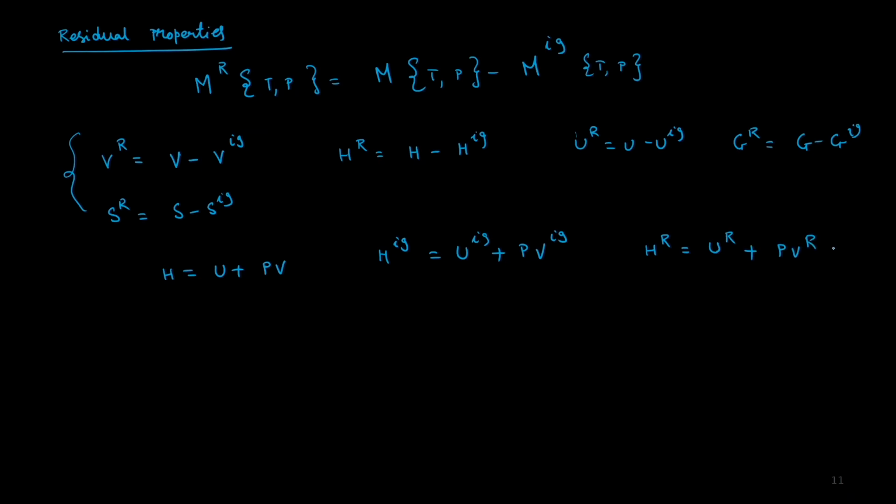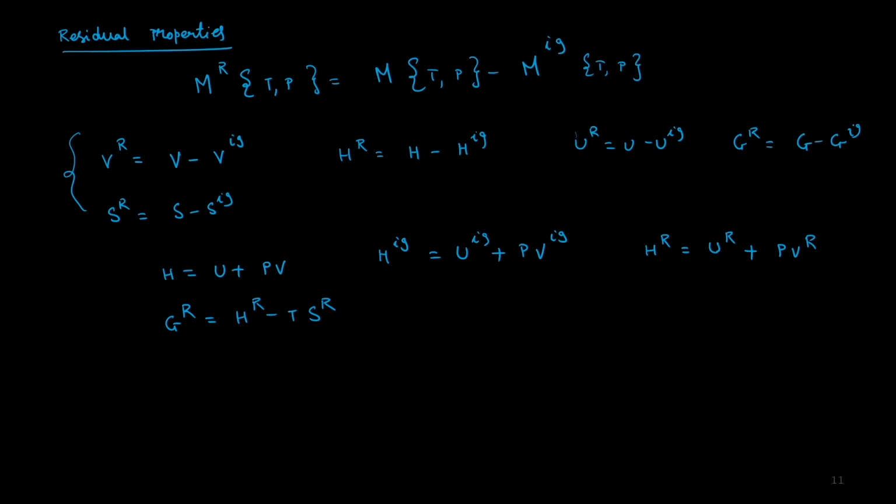The original equation was H is U plus PV for the total property. For the residual property, H^R will be U^R plus PV^R. Exact similar equation. I'm replacing everything with residual properties. And similarly, other equations follow. For example, G is H minus TS, so G^R is going to be H^R minus TS^R, and so on, right? So this is the definition of residual property and how residual properties are related to the other thermodynamic properties.